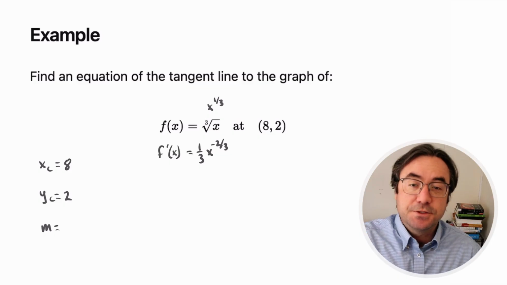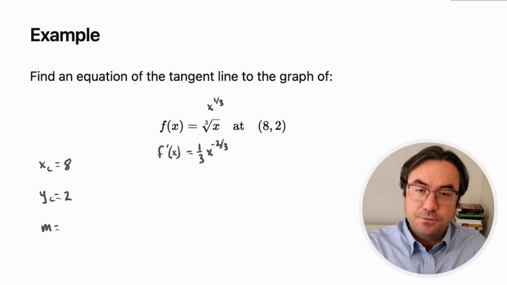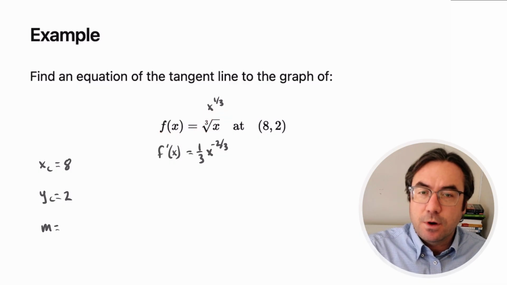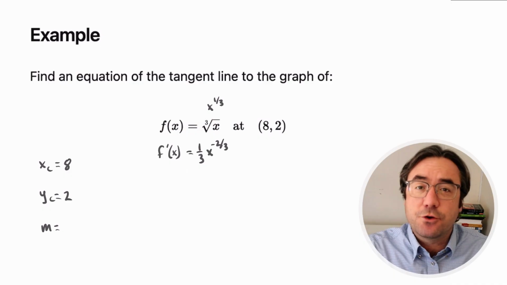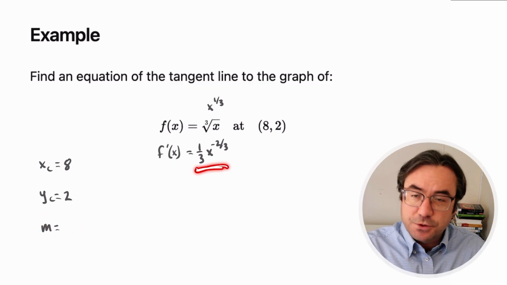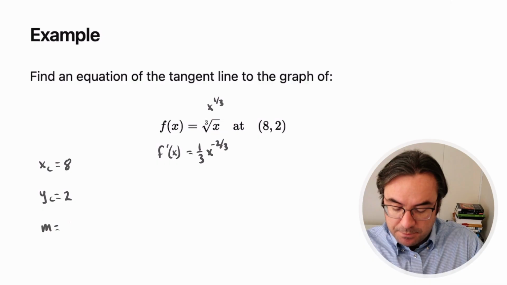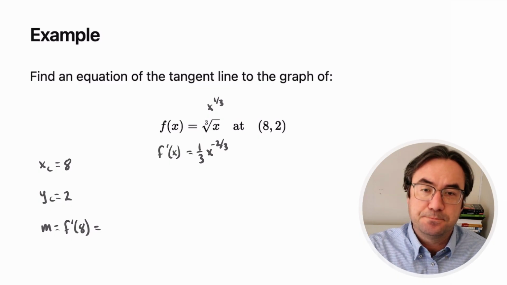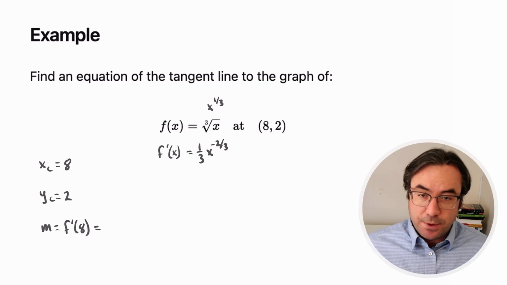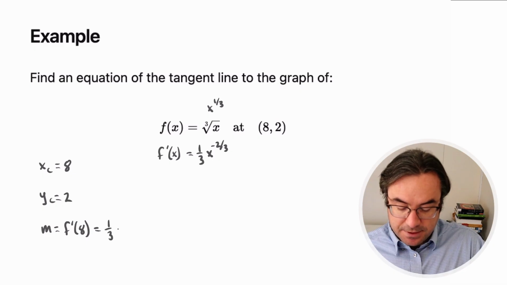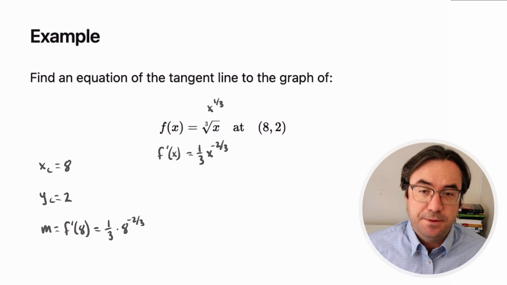All right. So we have two formulas here. We have our original function, which tells us our y-coordinates. And now we have our slope formula, our derivative. In order to get the slope of our tangent line, we're going to use our derivative. So we're going to plug 8 into that derivative formula. When we do, we get 1 over 3 times 8 raised to the -2 over 3.